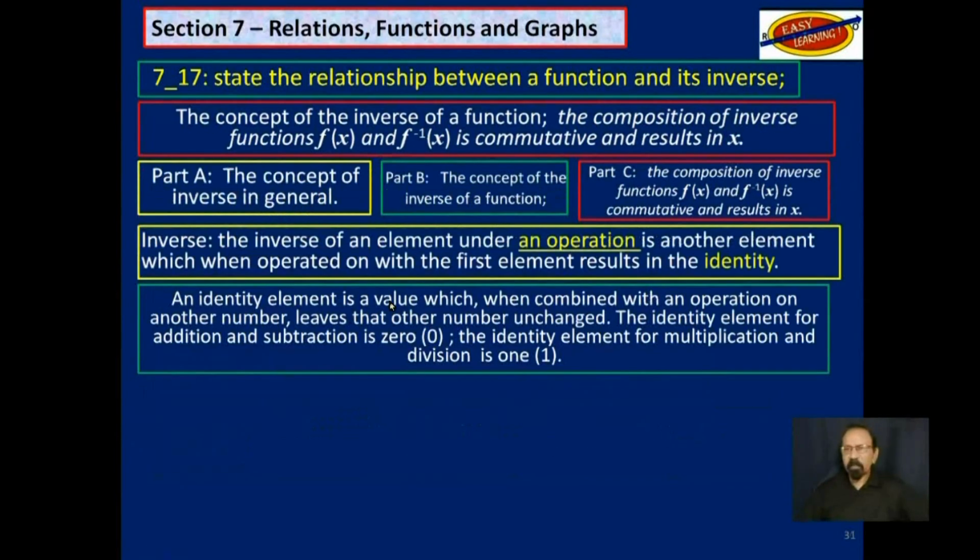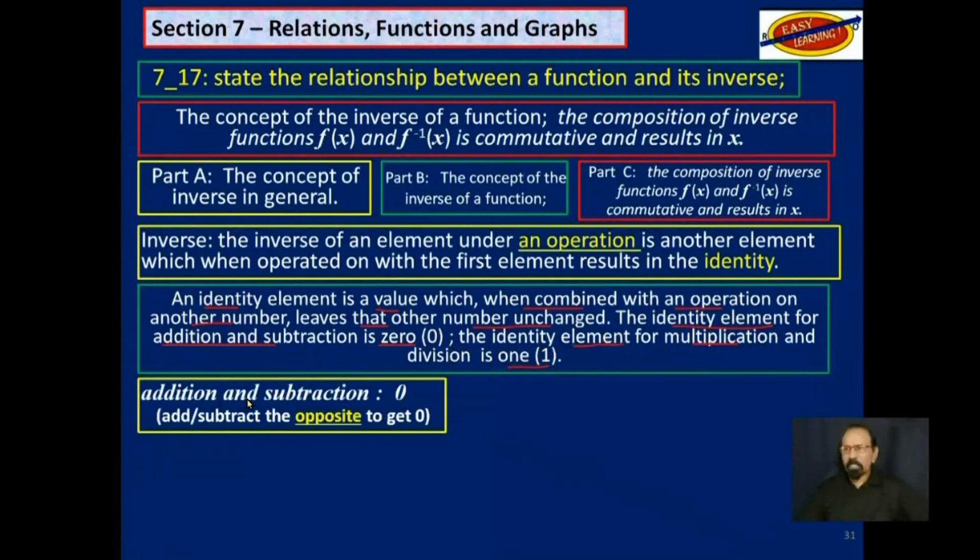So let me explain that. An identity element is a value which, when combined with an operation on another number, leaves that other number unchanged. The identity element for addition and subtraction is 0, and the identity element for multiplication and division is 1. Let's look at some examples. For addition and subtraction, the identity element is 0.